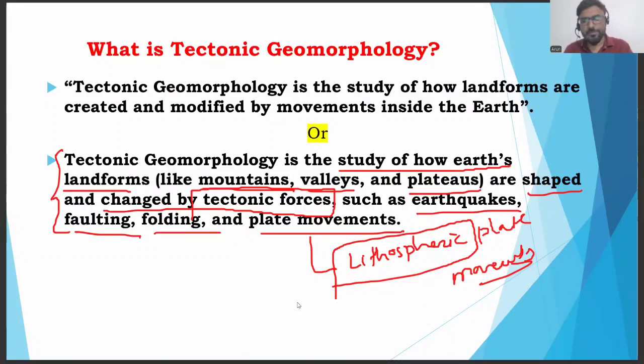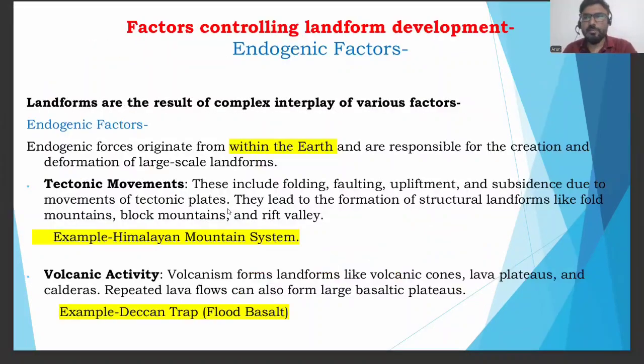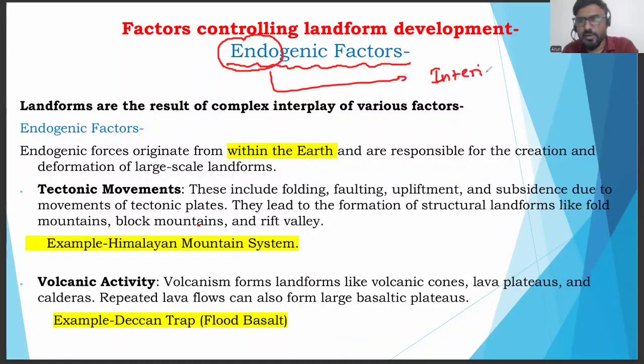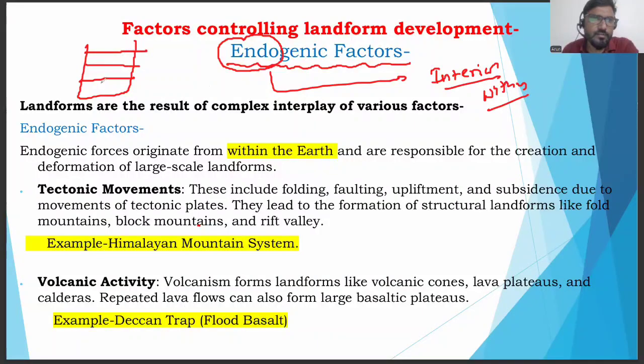Okay, moving to the next point, there are factors which are impacting landform development. Guys, there are multiple different factors which impact the formation of landforms. For example, one category of factors is endogenetic factors. What is the meaning of this word endogenetic? Endo means interior or within. So these forces are generated from the interior of the earth. It could be in the form of earthquakes, volcanic activities, even movements of lithospheric plates.